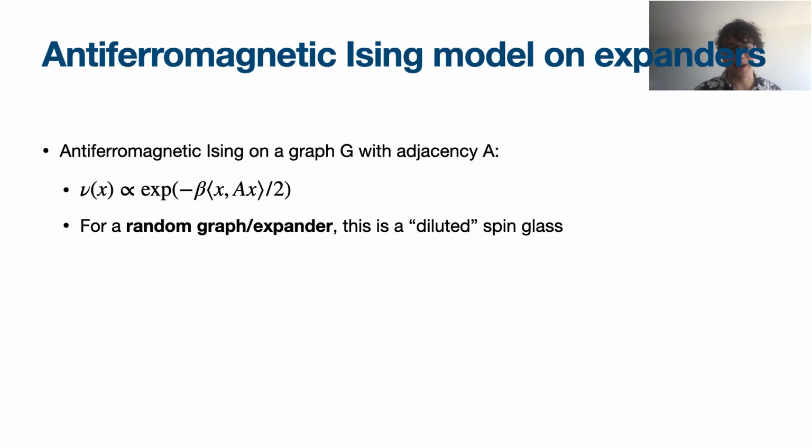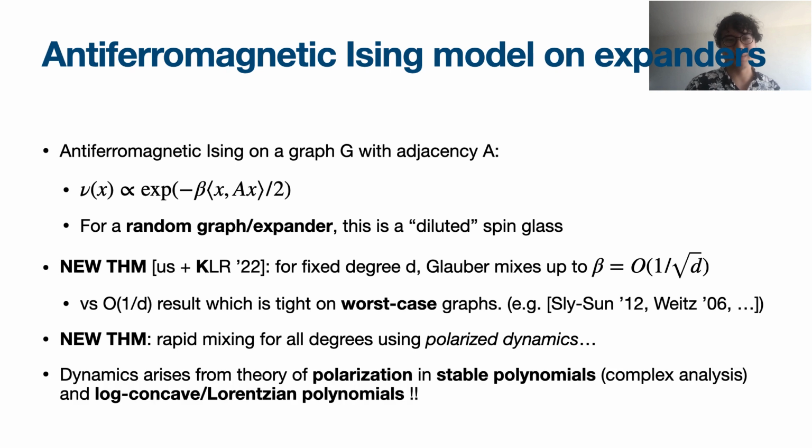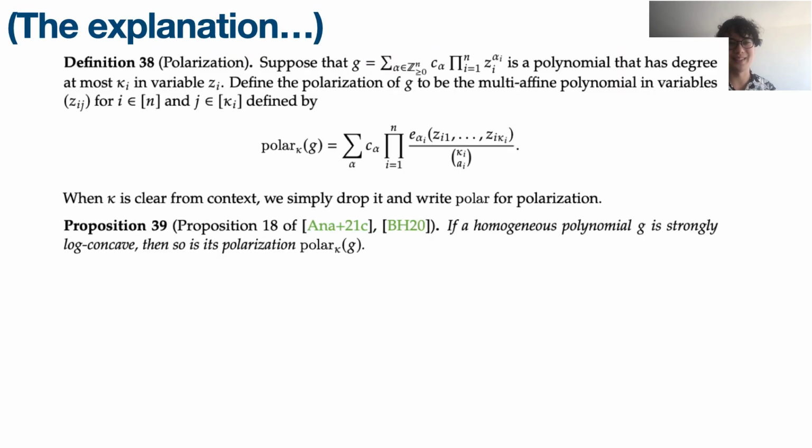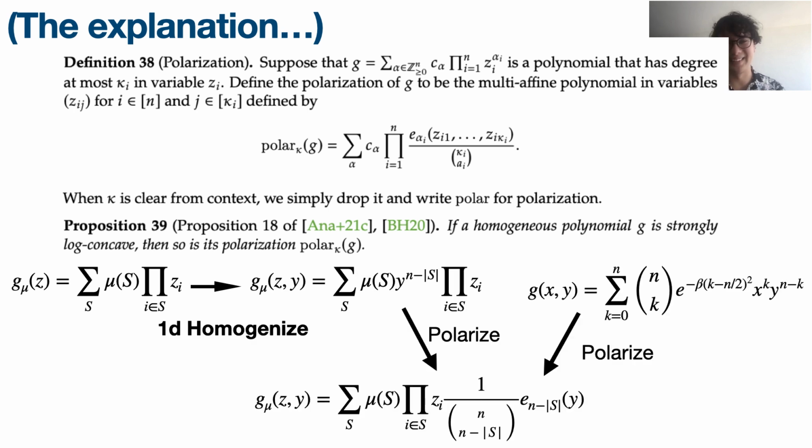Okay, there's also an important application, last thing I'll say, to the anti-ferromagnetic Ising model and expanders. You can come up with a dynamics which mixes very rapidly, and it uses this really cool idea called polarization from stable polynomials and log concave polynomials, and again, the proof combines that with a trickle-down analysis. I have to skip this. This is a diagram of how the proof works. You can read the paper, and that's all I have time to say.